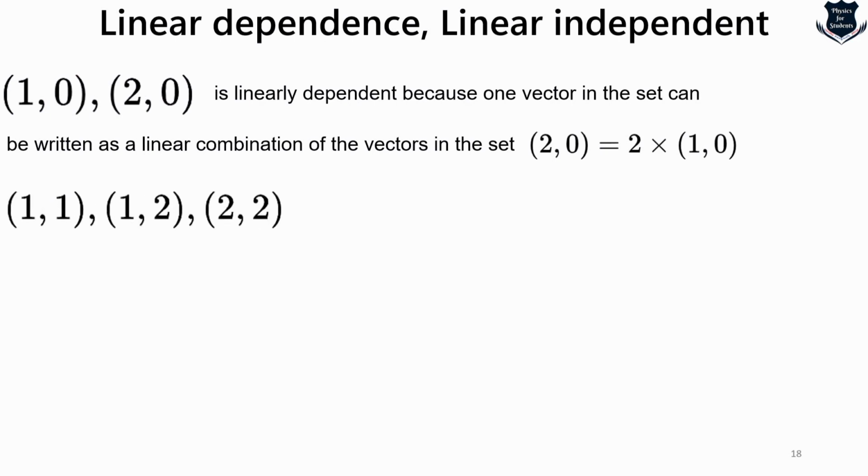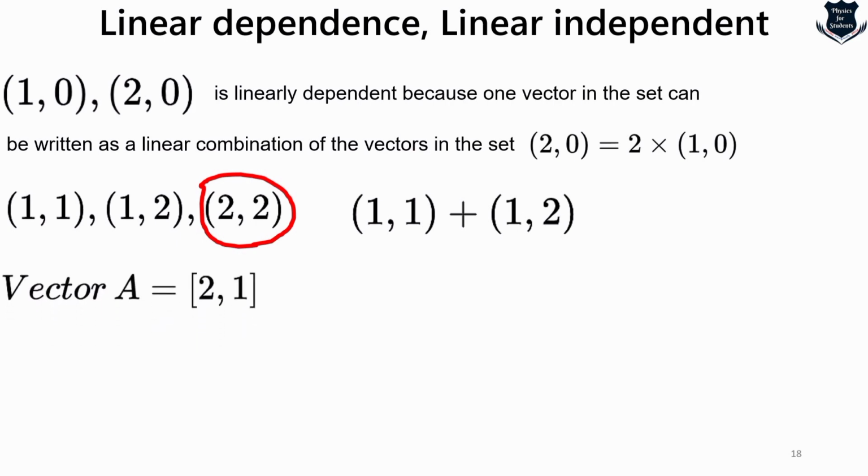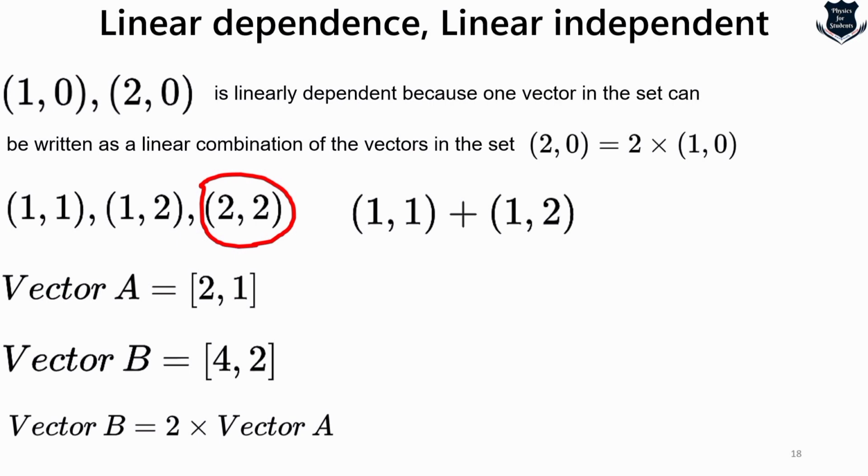Again, let us see this as an example: (1, 1), (1, 2) and (2, 2). Again, this is linearly dependent. Why? This is because the third vector can be written as a summation of the first two vectors, (1, 1) plus (1, 2). So what we tell from here is this example. If I take another example, vector A equals (2, 1) and vector B equals (4, 2), we can always say that vector B equals 2 multiplied by vector A, because 2 multiplied by 2 equals 4 and 2 multiplied by 1 equals 2.